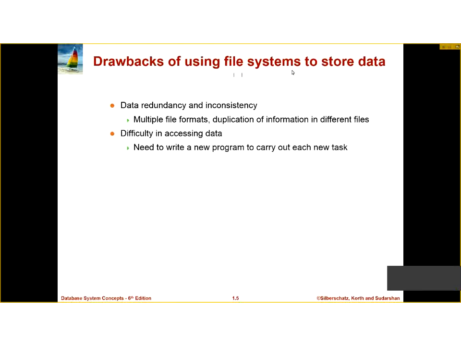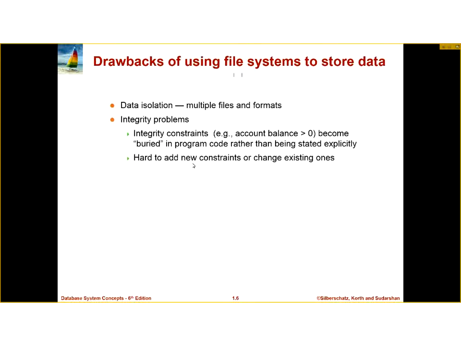Our previous file system had certain drawbacks, because of which we have moved towards databases. The drawbacks were data redundancy and inconsistency. We were having multiple file formats, and we were having duplication of information in different files. Also it was difficult to access data, because to perform each operation we were required to write a new program, which was a difficult task. And then there were multiple files in multiple formats. When you are going to access data, the data was placed in different formats. So there was no uniform interface to access data. It was difficult.